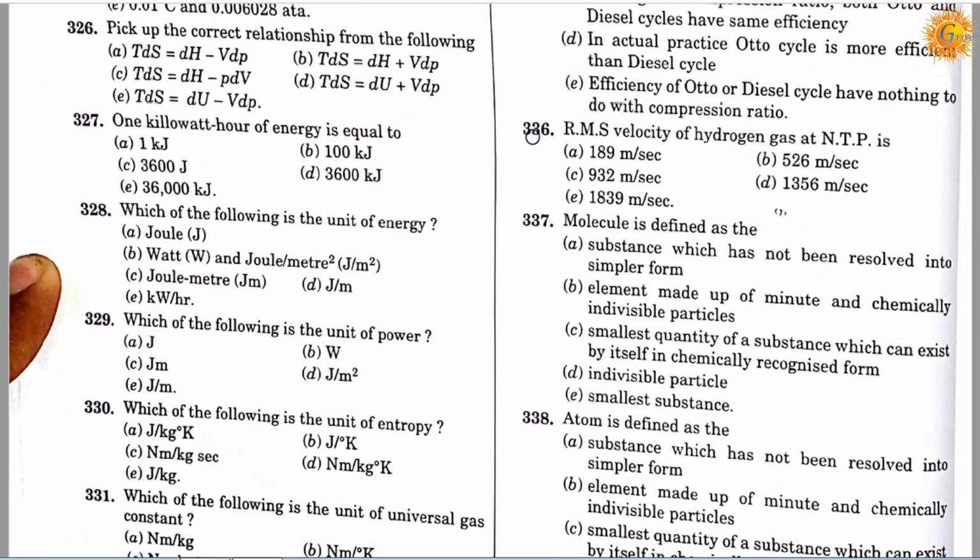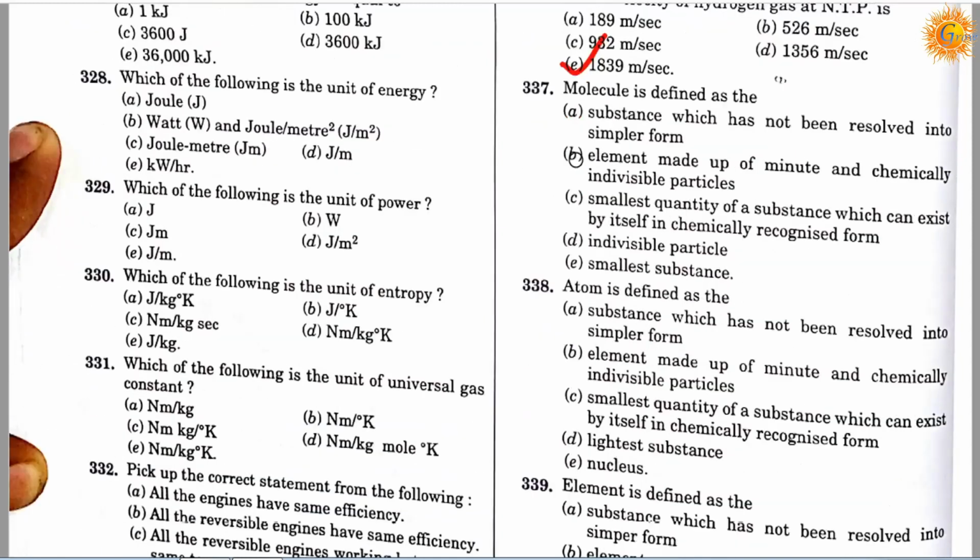Question number 336. RMS velocity of hydrogen gas at NTP is: option A, 189 meter per second. Option B, 526 meter per second. Option C, 932 meter per second. Option D, 1356 meter per second. Option E, 1839 meter per second. So correct answer is 1839 meter per second.